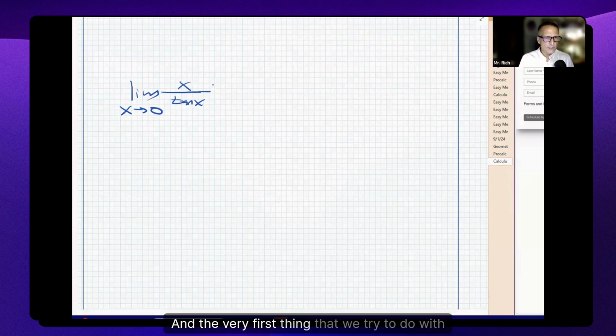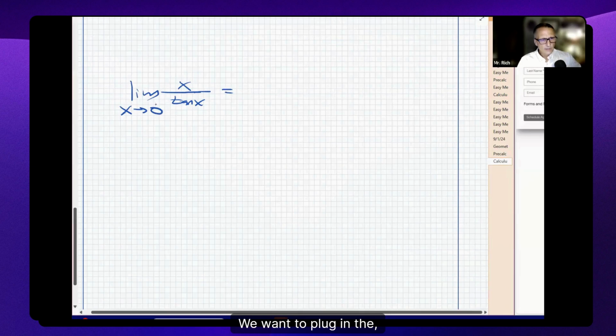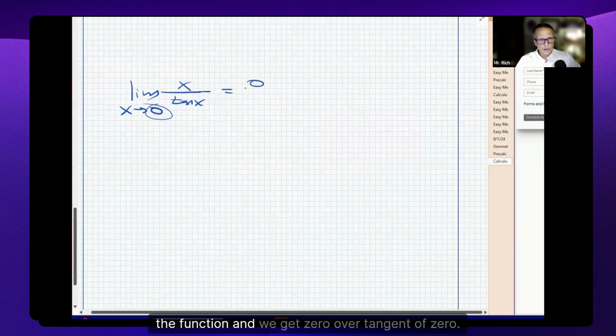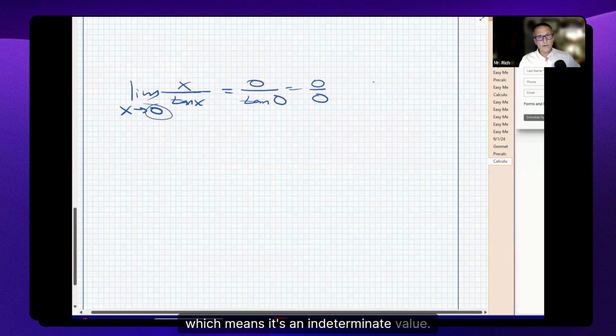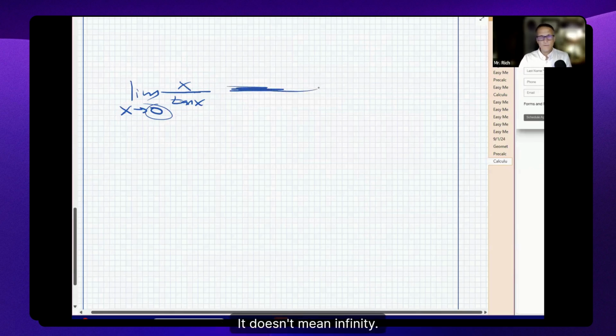The very first thing that we try to do to evaluate a limit is what we call direct substitution. We want to plug in the value 0 that we're evaluating the limit at into the function, and we get 0 over tangent of 0. But that's a problem because that gives me 0 over 0, which means it's an indeterminate value. And so we erase all this, because 0 over 0 does not mean undefined. It doesn't mean infinity. It means nothing. It means we have to do more work to determine what the limit is.